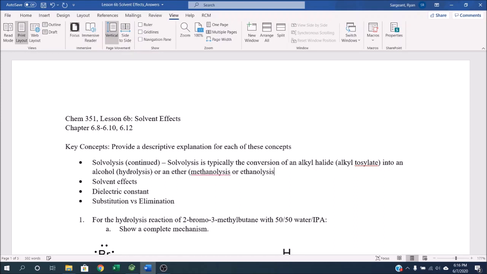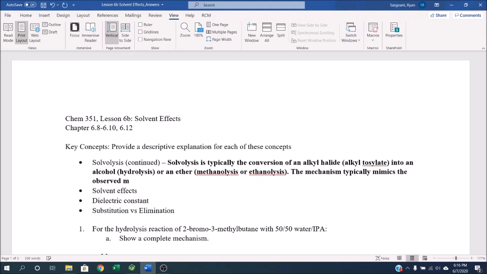So this is hopefully not new information to you. And I used these types of methanolysis and ethanolysis reactions in the last lesson. What we're adding here is that the mechanism typically mimics the observed mechanism for the reverse reaction in the DUI table. Okay, so let's apply that statement to this problem right here.